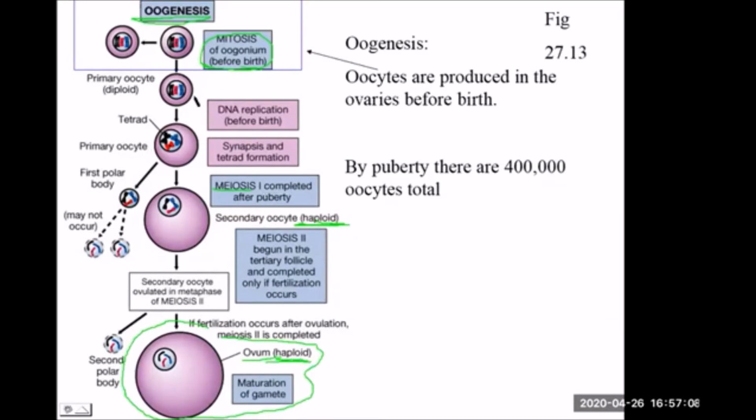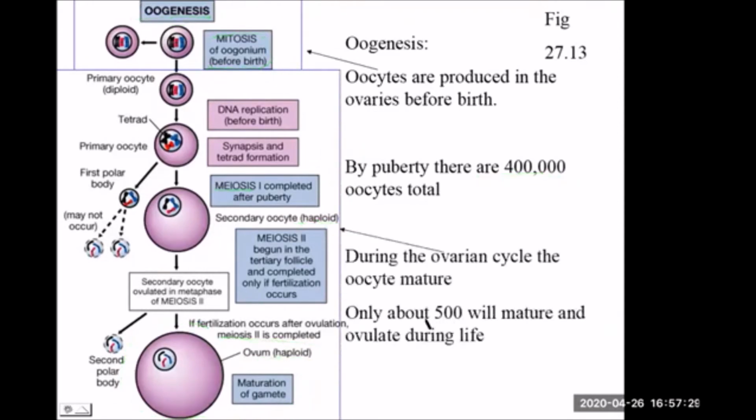Many of the ova that are produced, however, only about 400,000 of them are still present in the body by the time a girl reaches her reproductive years. So a number of eggs are simply degraded within the ovaries and never released. And of the 400,000, about 500 actually undergo the process of ovulation, being released out of the ovary for possible fertilization.